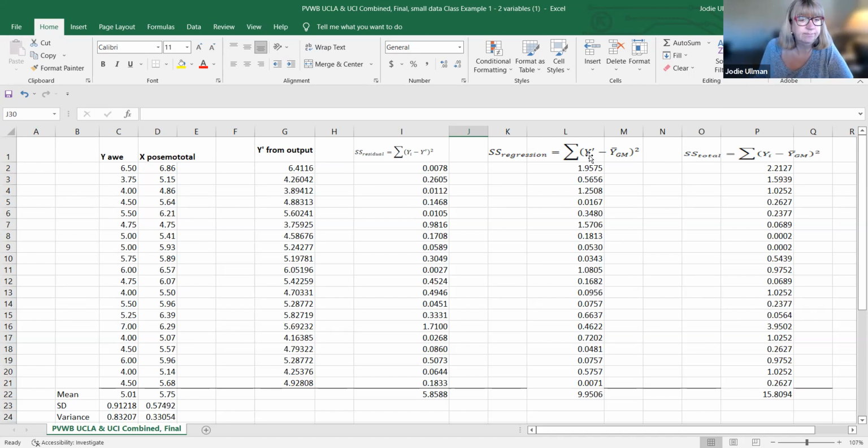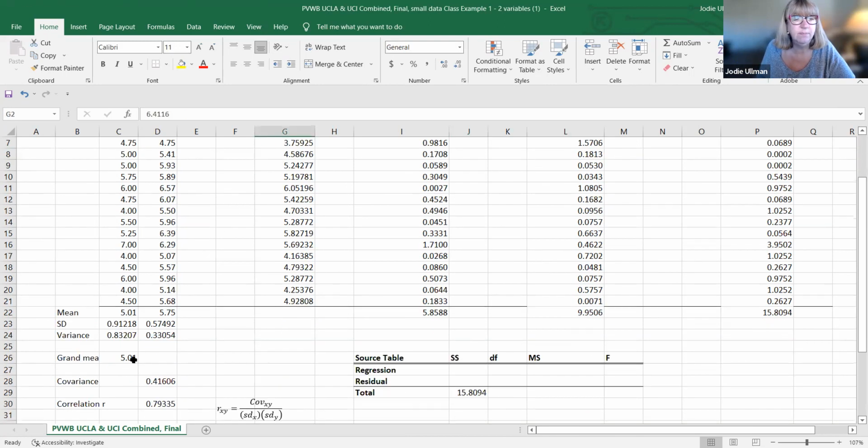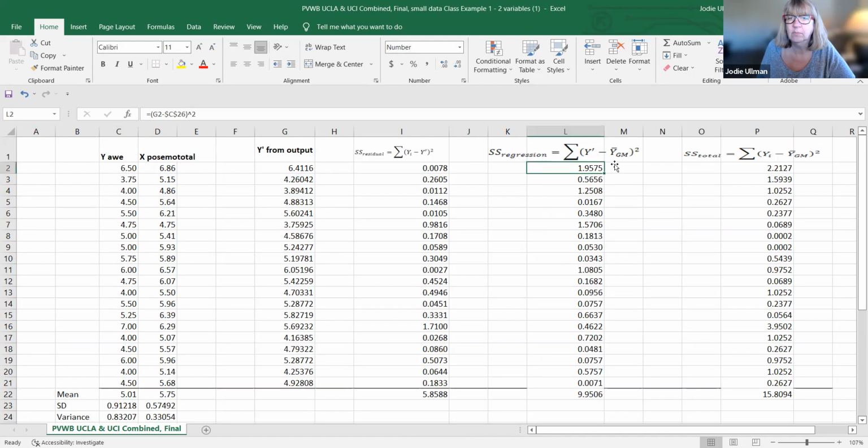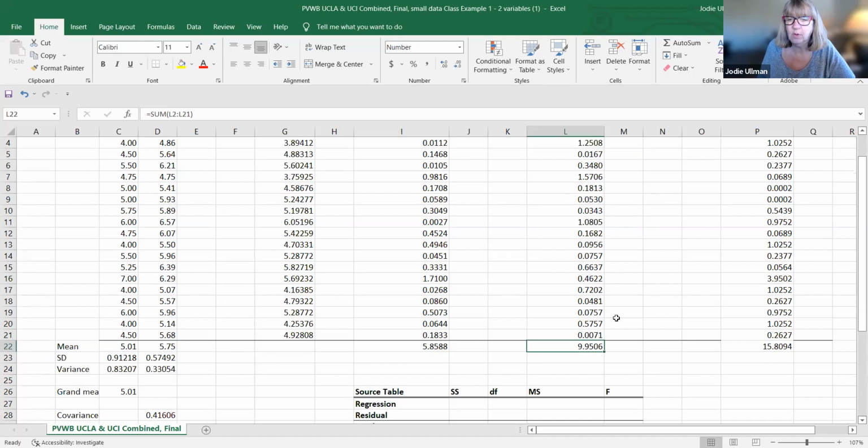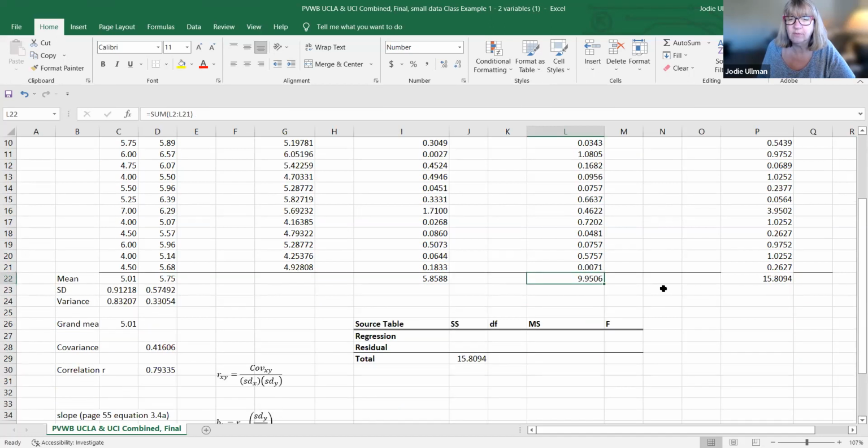The other piece I have for the example. So the y predicted minus the grand mean. So remember we have the grand mean coming on here, and we're seeing how much better we do by having a predicted score. So here's the predicted score minus the grand mean, squared, equals this 195.75. And we square it, and lo and behold, we end up with 9.9506. So I can put this in here.